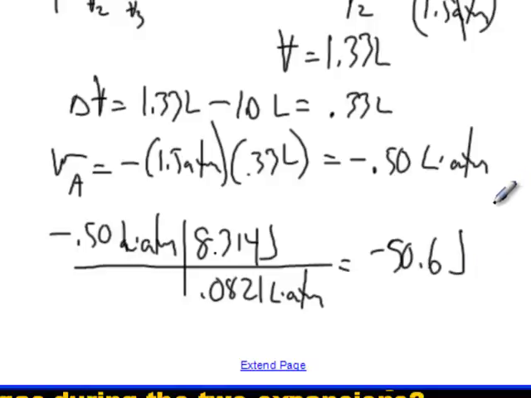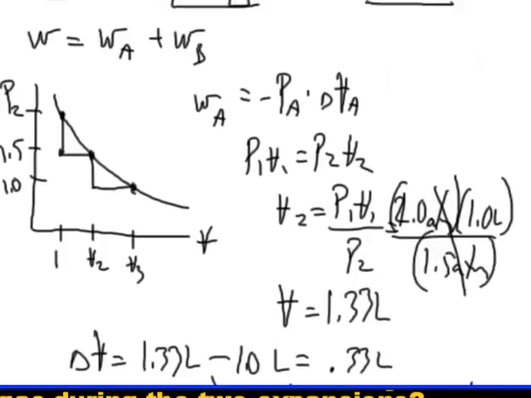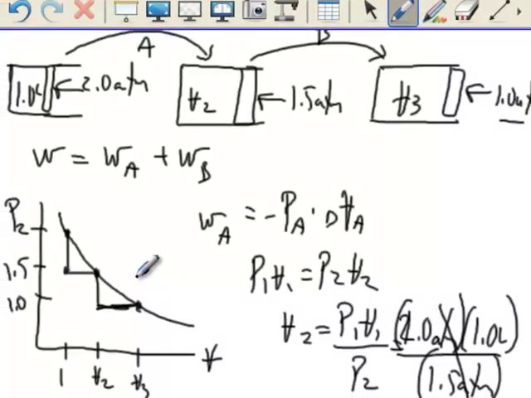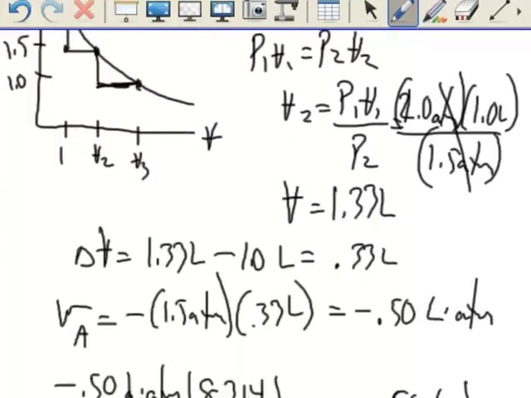Now, there's more work done, and that's the work that's done in part B. Let's go back and look at this a bit. During expansion B, we're going to get a new volume, V3, that we don't know yet, but the expansion is going to happen under 1 atmosphere. There's our isobaric change. That's the expansion. So we know P for part B is 1 atmosphere. Let's find out what delta V is by finding V3.